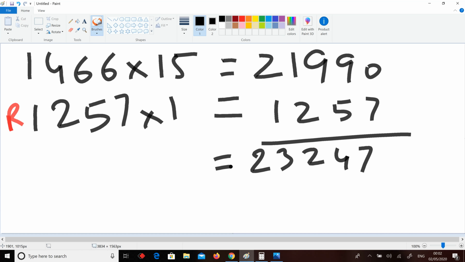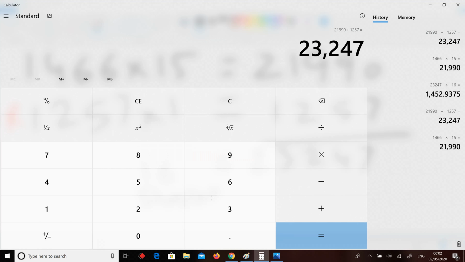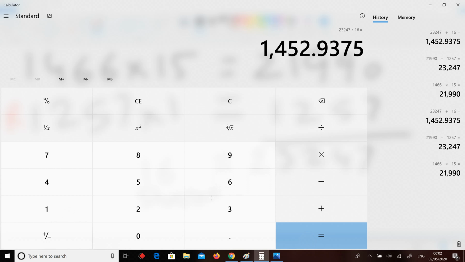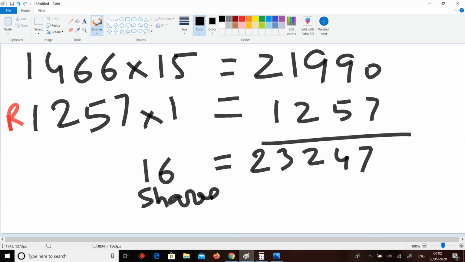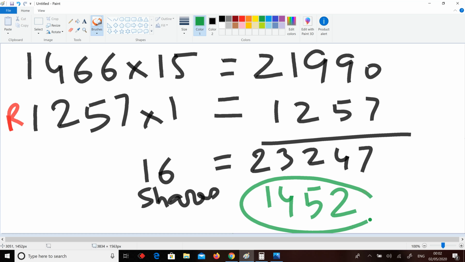23247 is equivalent to 16 shares now. If we divide the whole value, the average cost, by 16, that comes to 1452. Wow. What is the current market price? That is 1466. That means only a 14 rupee difference.